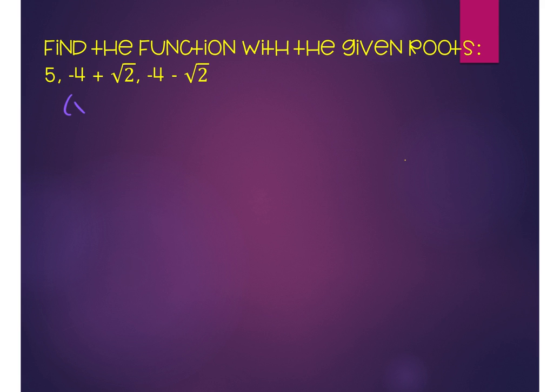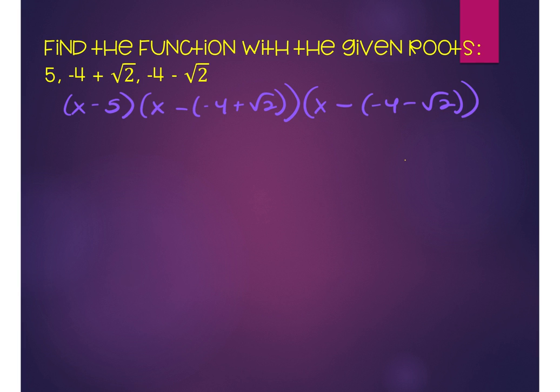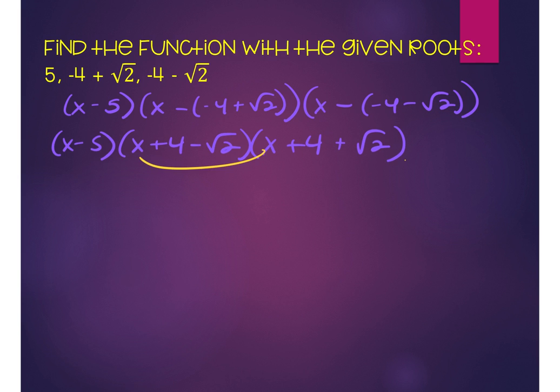This last one is not on your quiz on Monday, but it does come back on the test. So this, we're going to do x minus 5, x minus a negative 4 plus root 2, and x minus a negative 4 minus root 2. The minus gets distributed to all the terms, so it changes the signs. And then you're going to multiply this out. I would start with the second and the third because we know the square roots are going to cancel.